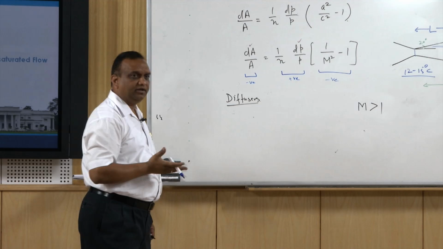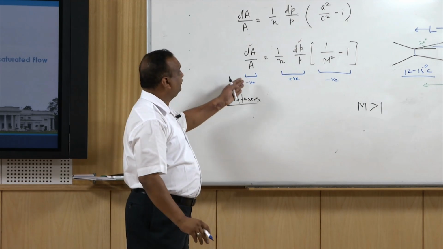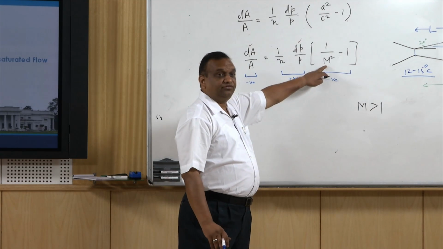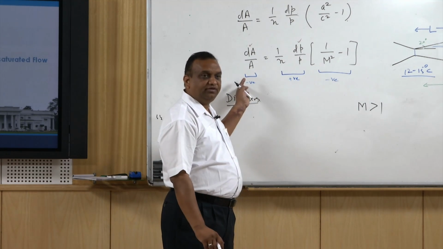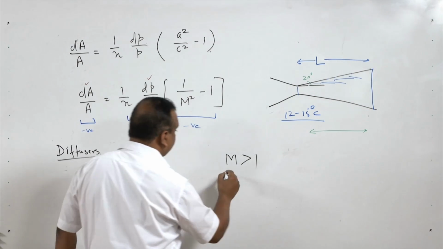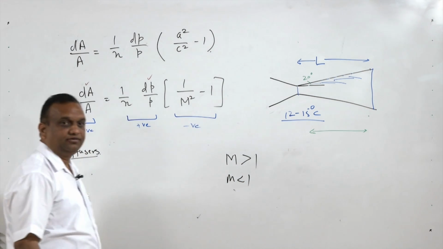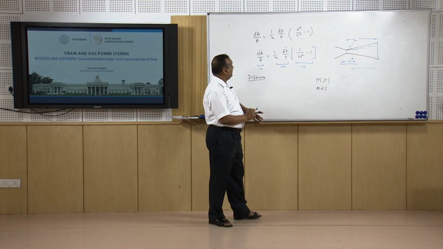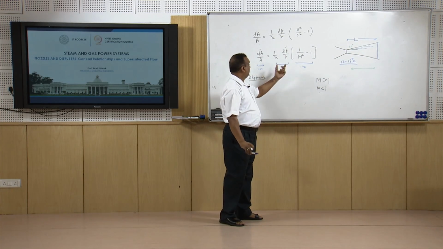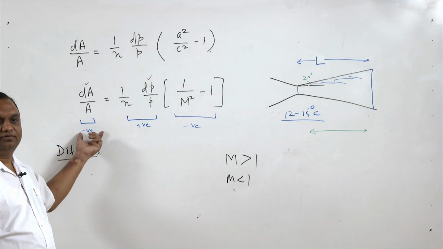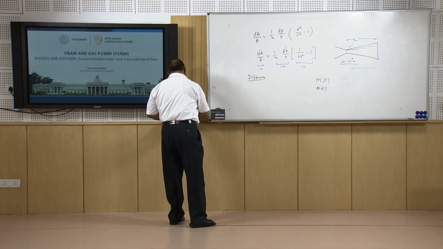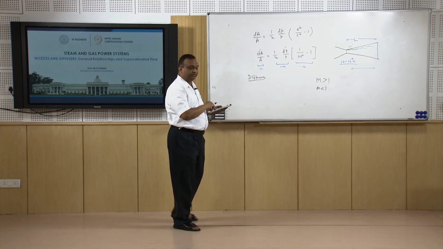Same process we will adopt here. dA by A is going to be negative. When M is 1, there is no change in the throat area. When M is less than 1, subsonic, in that case this is positive, and this is going to be positive. So this is how we decide the shape of nozzles and diffusers.